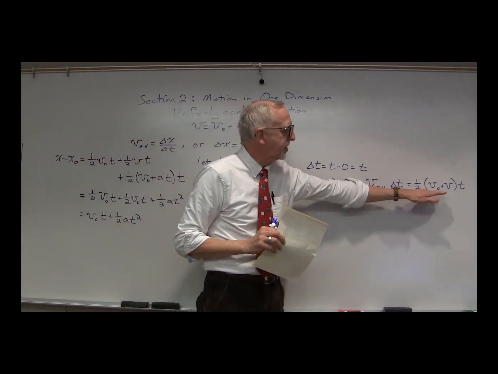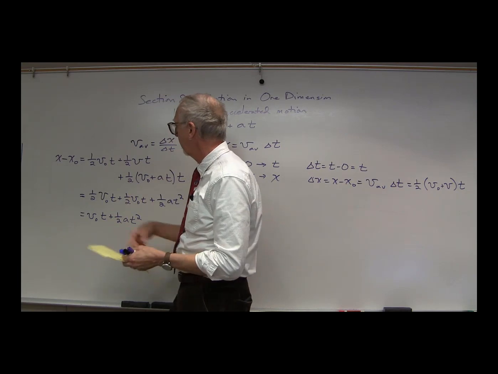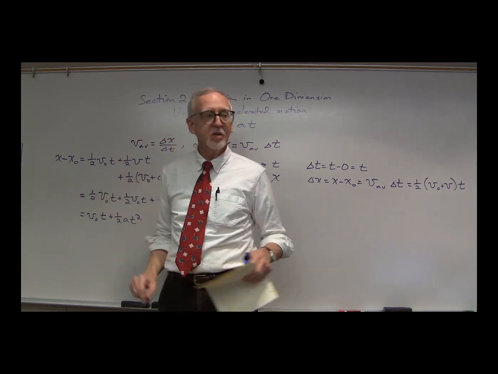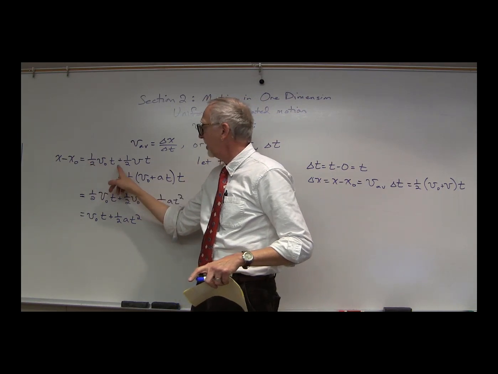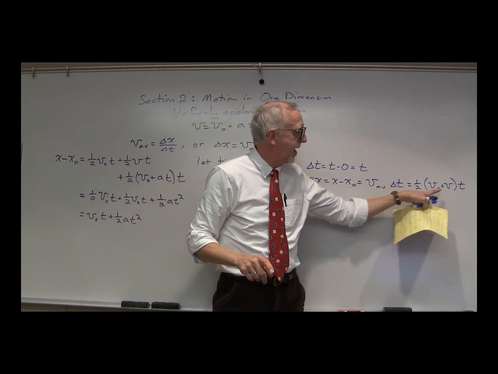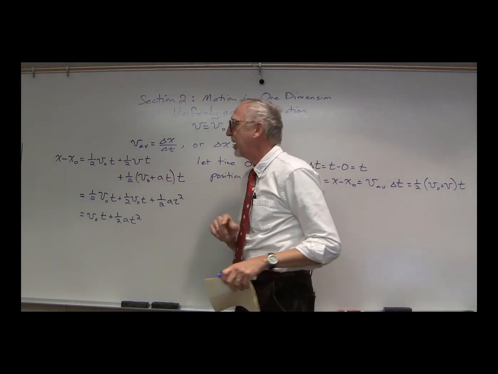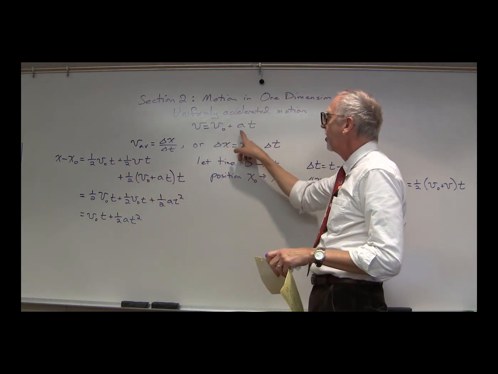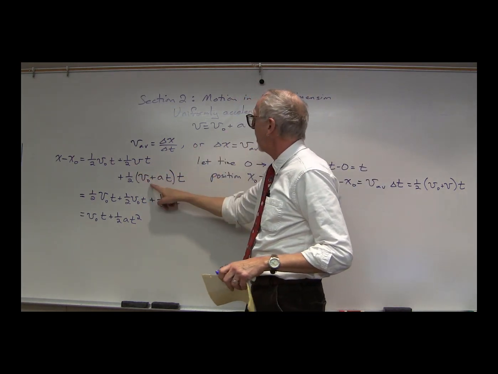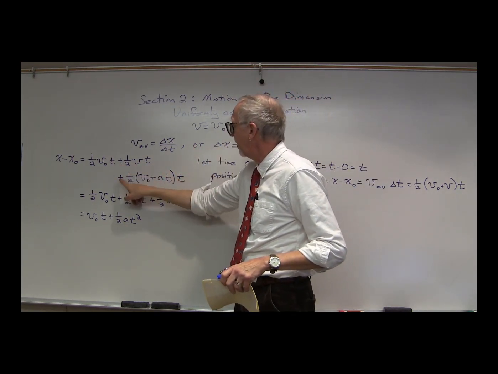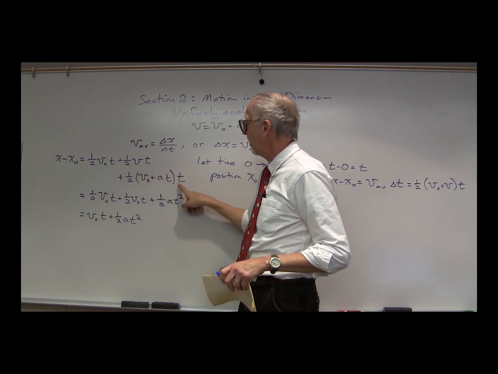Okay, multiplying this term out, what do we have? We have x minus x naught equals 1/2 v naught t plus 1/2 vt. Now, we already have found that v is equal to v naught plus at. So rather than v, I'm going to stick in v naught plus at. So we've got plus 1/2 (v naught plus at), and then times t.